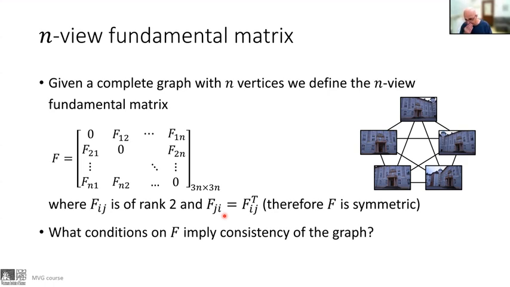And the question is, if the graph is consistent or not consistent, what can we say about the matrix? What conditions over the matrix imply that the graph is consistent? Notice we're talking about consistency, not rigidity. I hope the difference is understood. Yes? Why is the diagonal 0 and not identity? So we will see in a minute why we have 0 there.